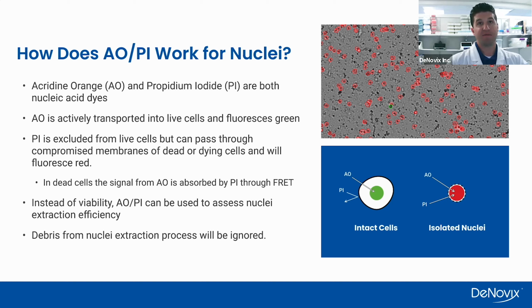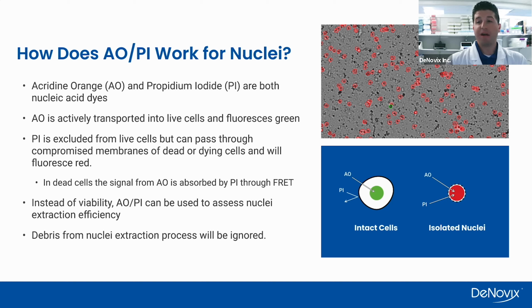So that's for cells, but if you flip it for nuclei, what we're talking about is, like I mentioned before, we've removed the cell membrane. So any nucleus that's been extracted from a cell should light up red from the PI, and any cell that was not properly lysed in our extraction will stain green.